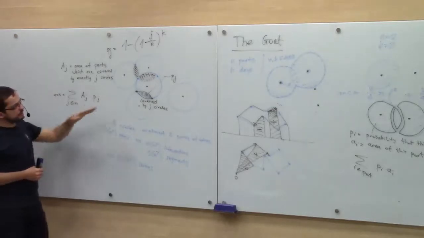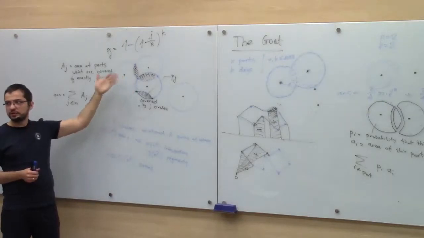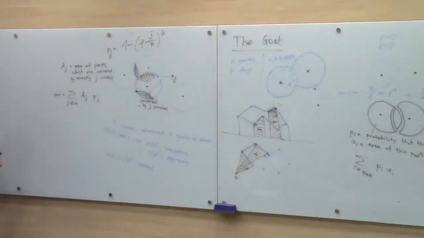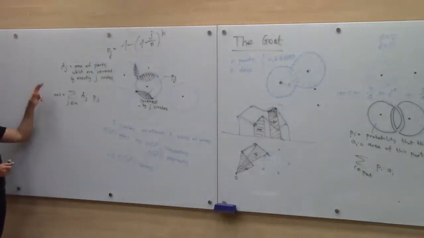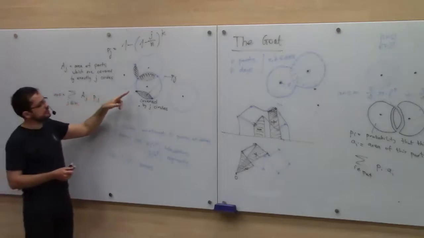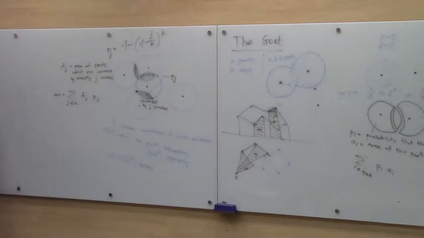And here actually we have some polygons which are constructed from this kind of segments, and we would like to know what are the edges of these polygons. So, for instance, we would like to know what are the edges of all the parts which are covered exactly by J circles. So how can we obtain these edges?